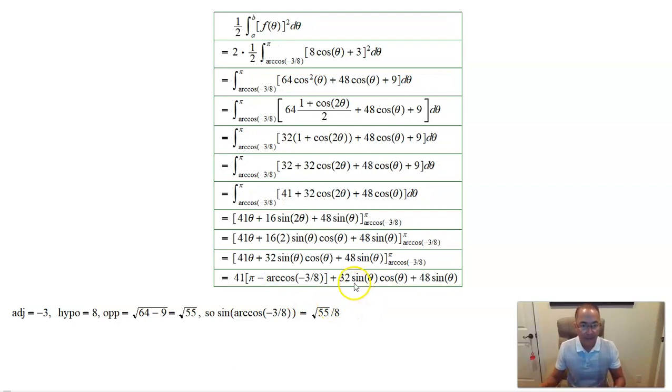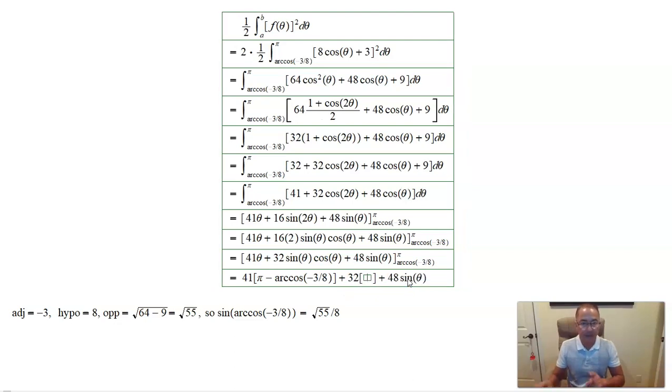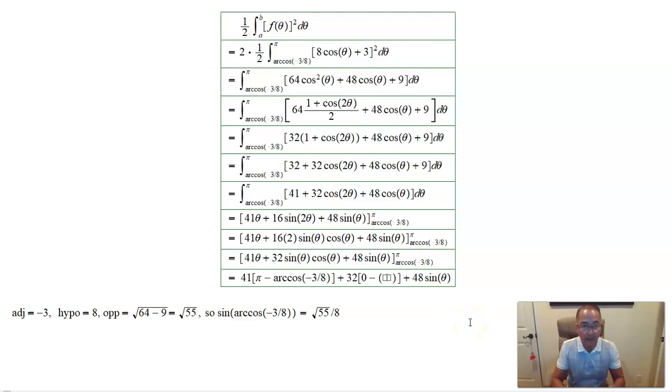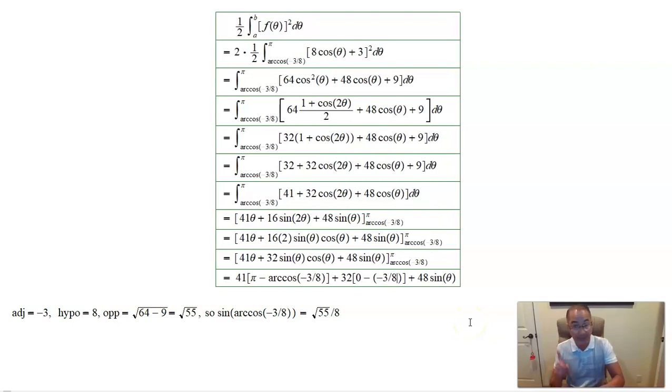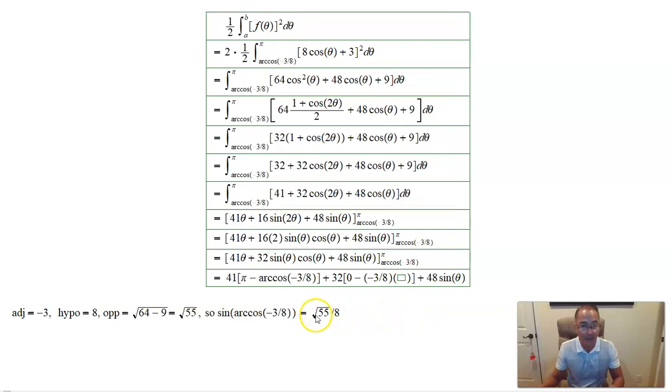Okay, now we will plug in sine theta cosine theta. But for pi, sine of pi is already 0, so goodbye, 0. Carefully now, plug in sine theta and cosine theta for this angle. Okay, so cosine theta is negative 3/8 because of the cancellation rules. Cosine of arc cosine minus 3/8 is simply minus 3/8. But the sine is square root of 55/8.